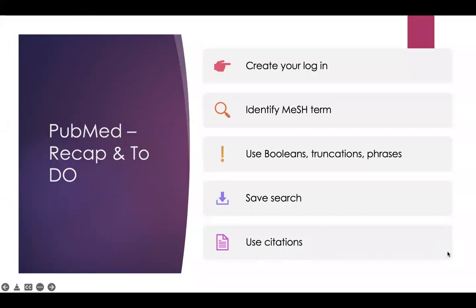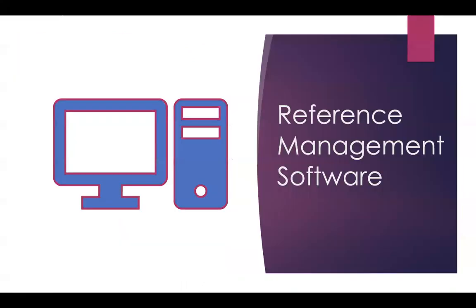So a quick recap of what we have learned in PubMed till now is: create your login with your email ID, identify MeSH terms whenever you want to search on PubMed, use booleans, truncations and phrases appropriately, save your searches as and when you go, and use citations. The citations can be used from PubMed directly. So these are the different things that we can do with PubMed.